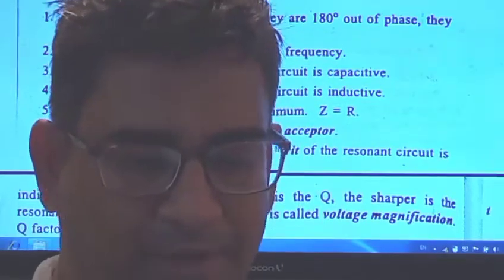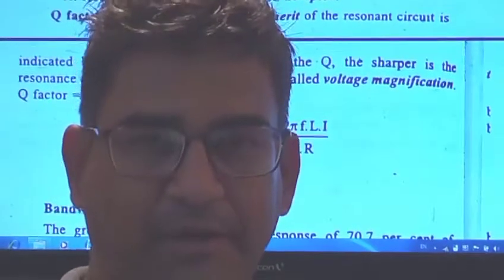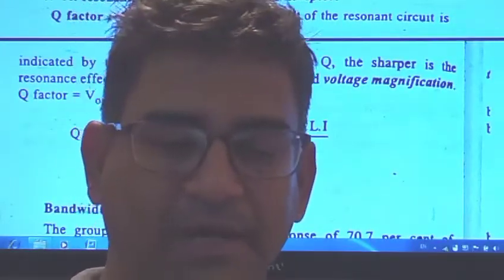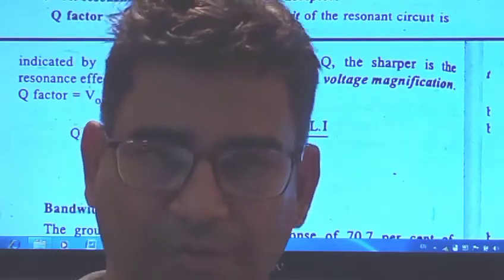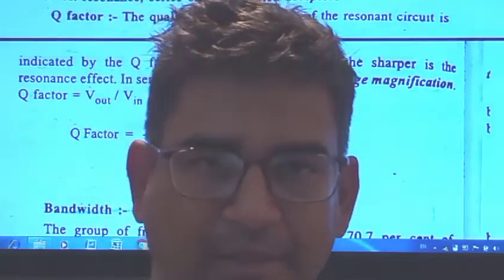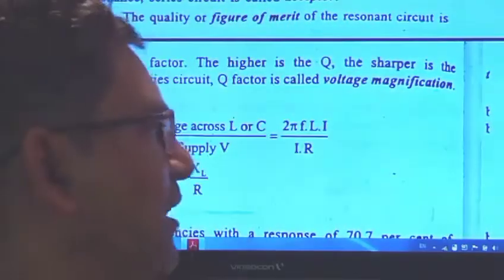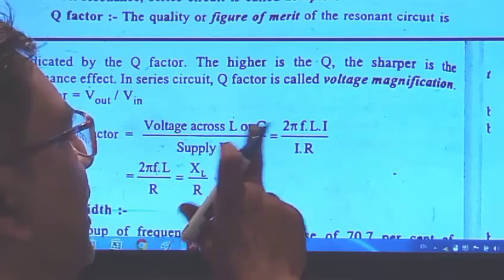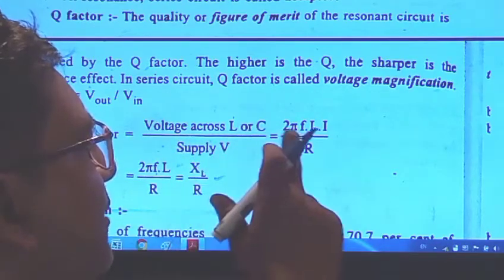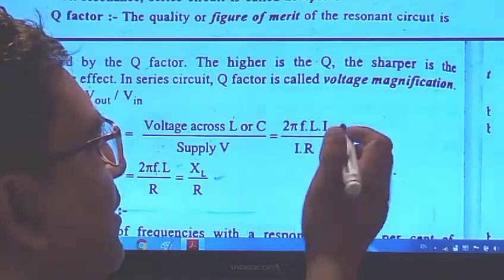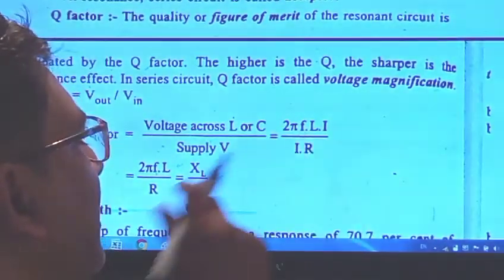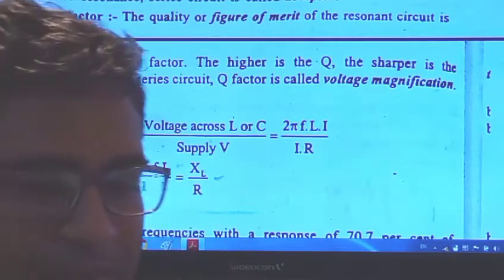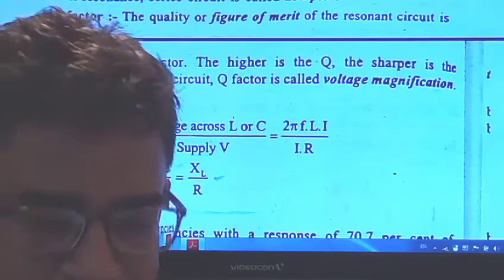Then the Q factor. The quantity, a figure of merit for a resonant circuit, is indicated by the Q factor, and it is given by XL by R. Directly you may write this down: XL by R. It is the voltage across L or C divided by the supply voltage, that is 2 pi FL into I divided by I into R. This I and I will get cancelled, and so 2 pi FL by R is equal to XL by R. This is the Q factor which is obtained.